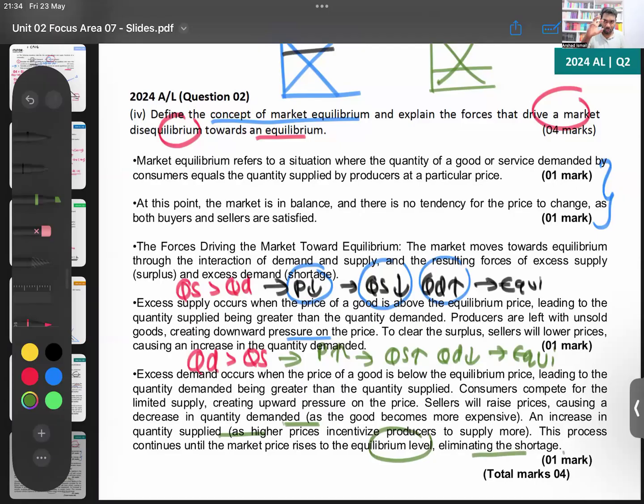So that's how automatically the disequilibrium goes off. A market will always move towards equilibrium.